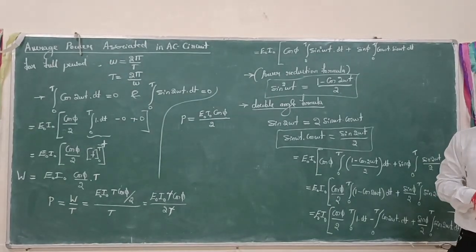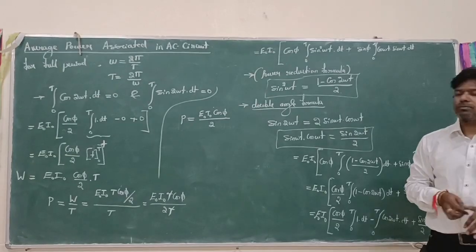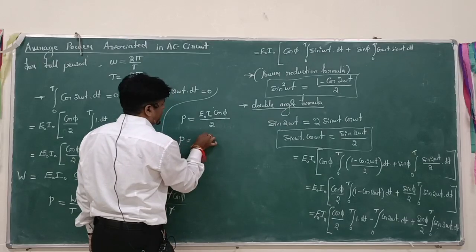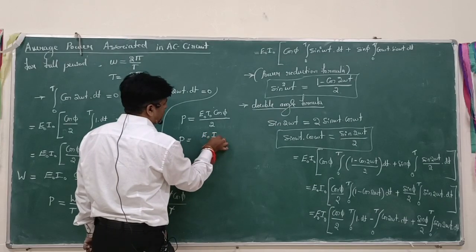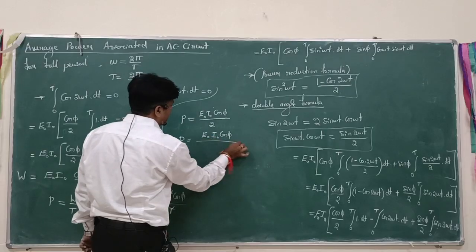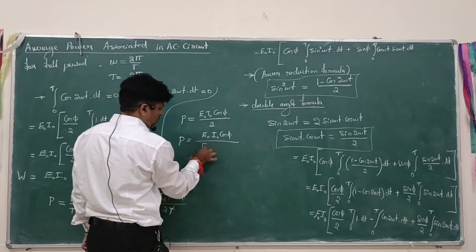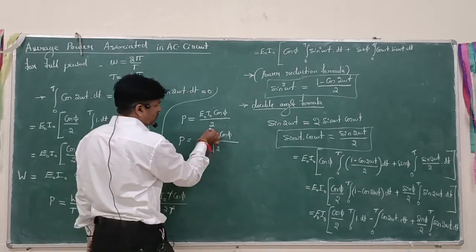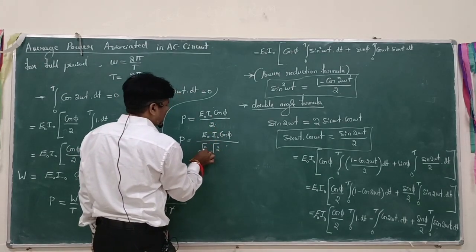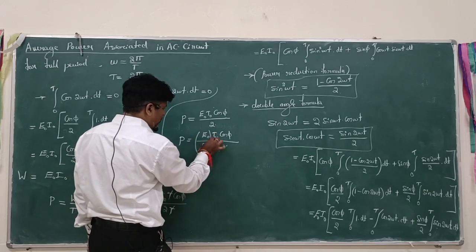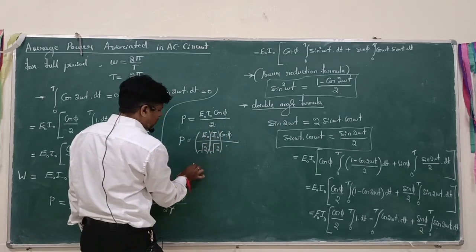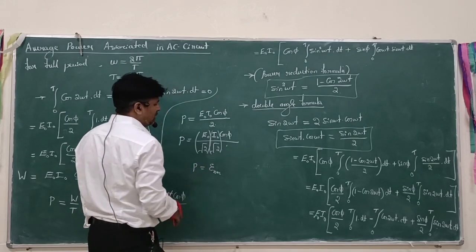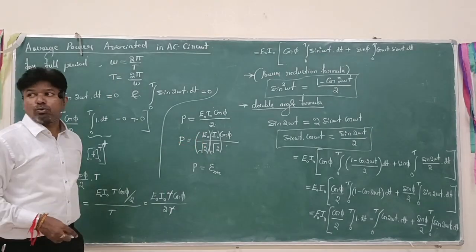How can we write that 2? We can write 2 as √2 into √2. E naught I naught cos phi divided by this 2. √2 into √2 is √4, and the value of √4 is 2. So E naught divided by √2 and I naught divided by √2 is nothing but E RMS. E RMS is equal to peak value divided by √2, we write.